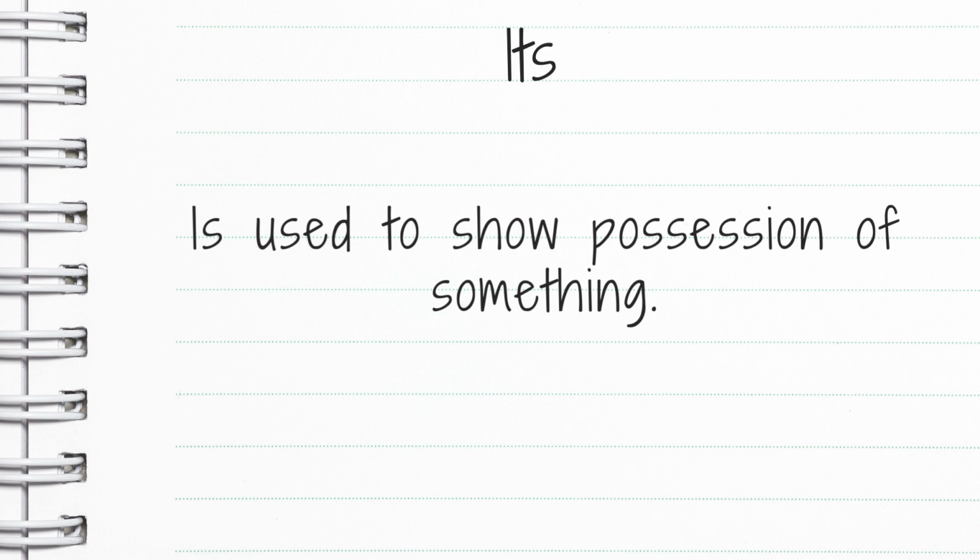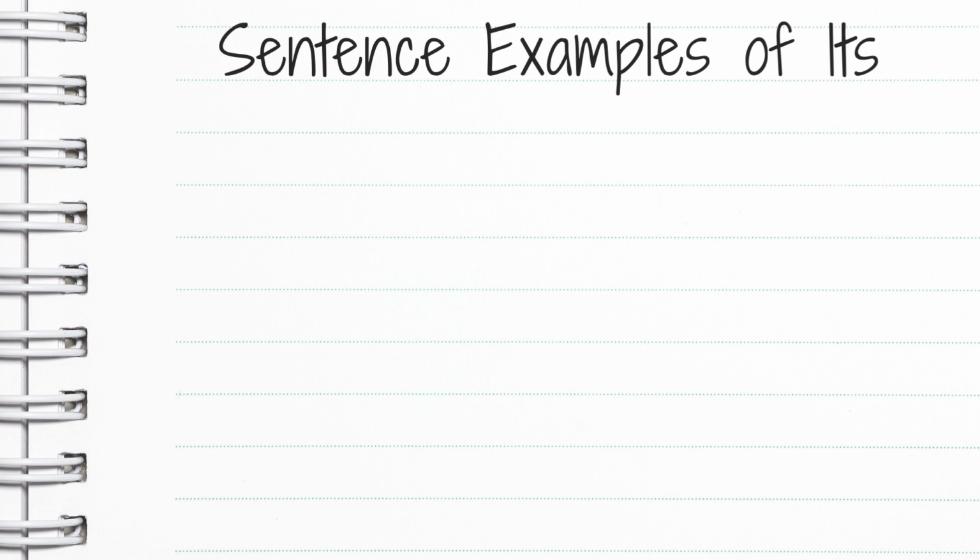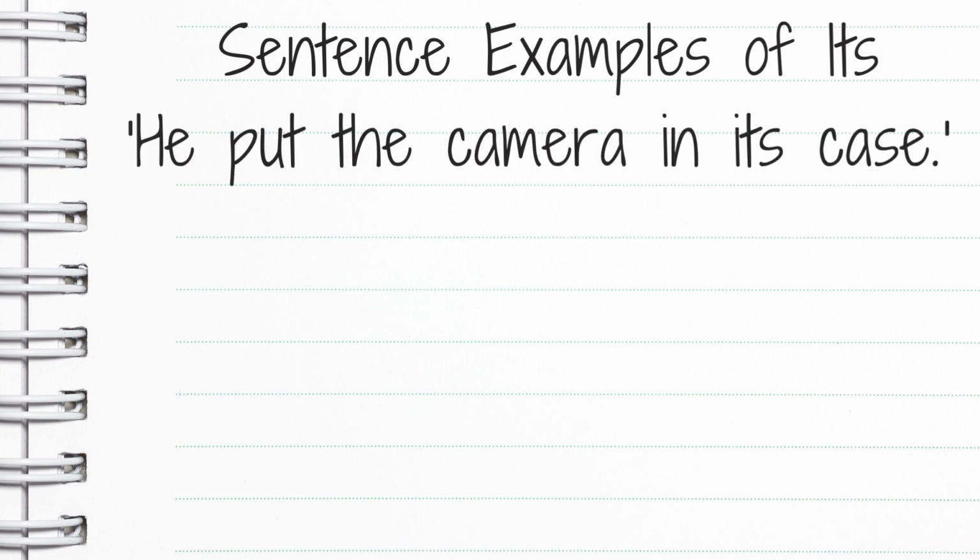So this is to show possession of something. It does not have an apostrophe in it. So he put the camera in its case. Its is the possession, the camera's case. Okay, so the camera, let's say, owns the case. It doesn't really own the case because it's not a living being. But anyway, the case was made for the camera, therefore it belongs to the camera, so its case.